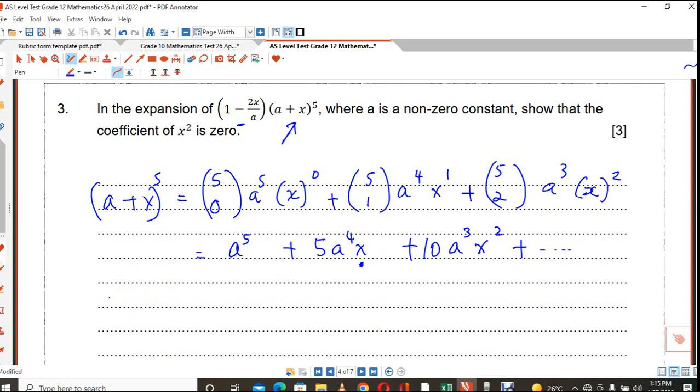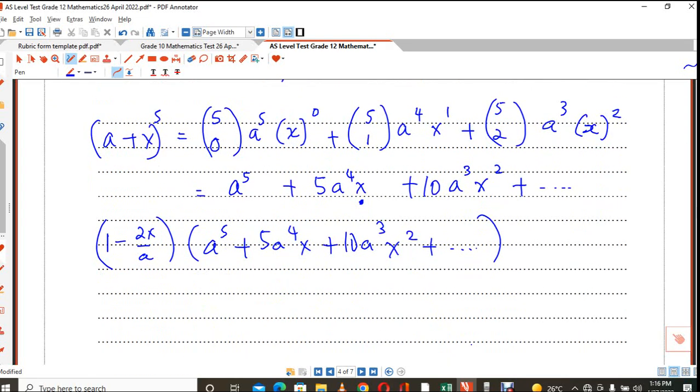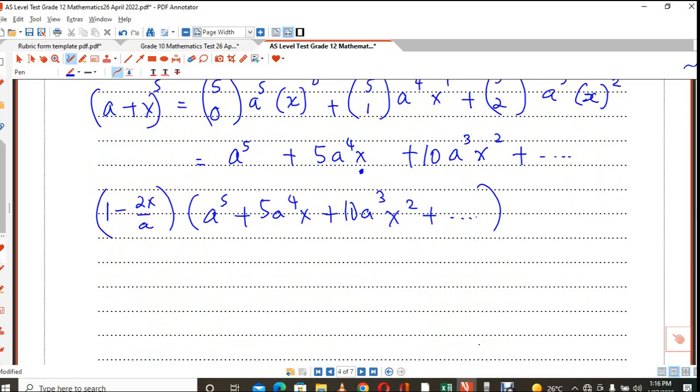Okay, now you will say, okay, 1 minus 2x over a, and you multiply it with the expansion that you have so far. That's a to the power 5 plus 5a to the power 4 x plus 10a cubed x squared, and so on. We are clear so far, right? Because I saw funny things.